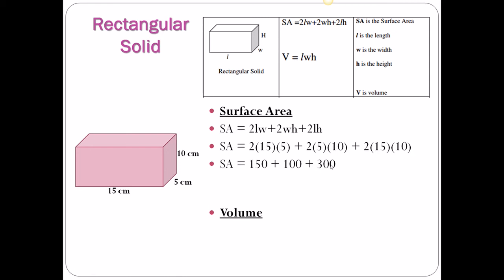150 plus 100 plus 300. Let's just add it up. 150 plus 100, 250. 250 plus 300, we have 550 centimeters squared.